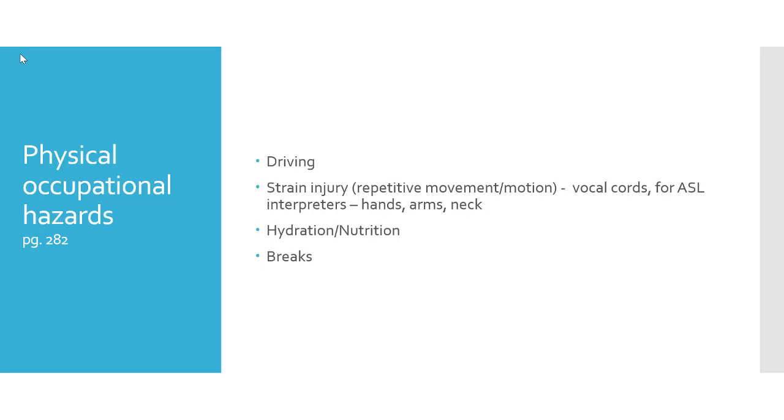The other physical occupational hazard that I have listed there is strain injuries. You see this a lot with American Sign Language interpreters, where they are having to use their hands, arms, and neck quite a bit in order to communicate with sign language. And so repetitive movement or repetitive motion injuries could be common if you are not careful. So interpreters should be taking care of themselves. They should be stretching. They should, again, be eating things that are healthy for their body to be as healthy as possible.